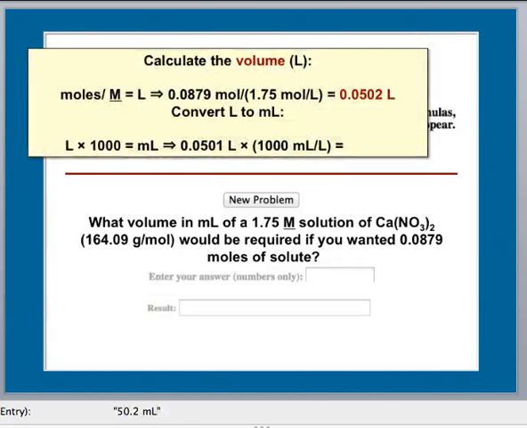Plug it in. 0.0879 moles. That's it. We have 1.75 molar. Moles cancel. And we're left with 0.0502 liters. Every liter is 1,000 milliliters, so we multiply this by 1,000. And it's 50 mils.